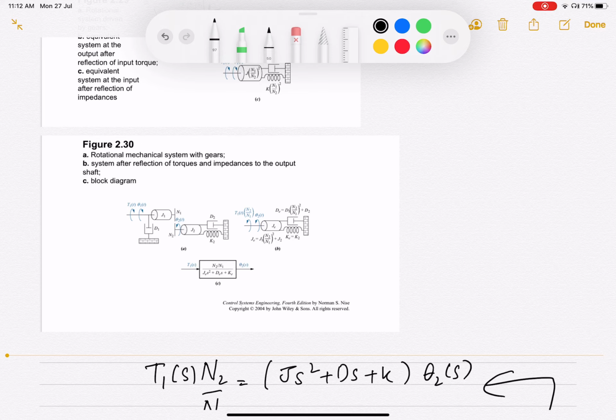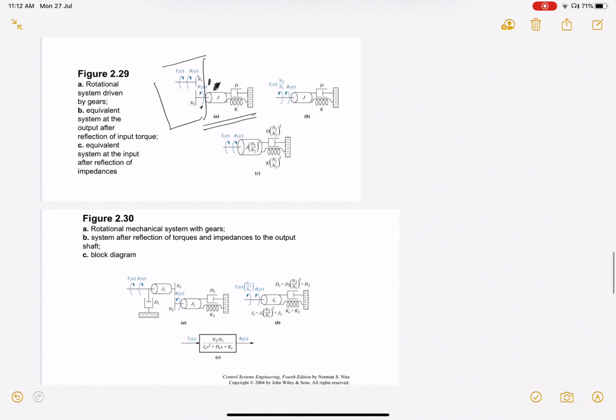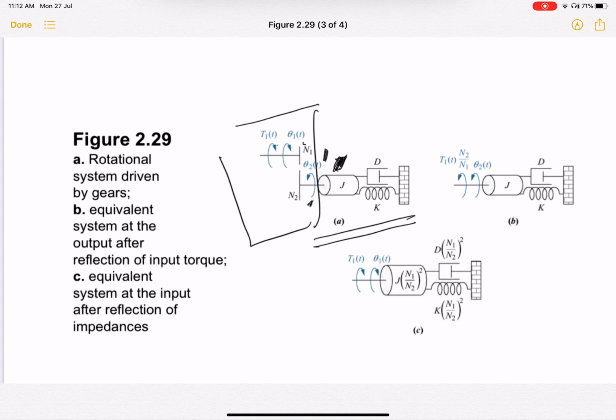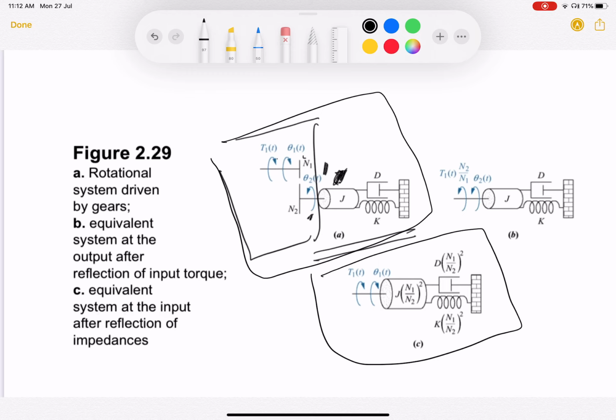So, what happened to the impedances? They actually got multiplied with n1 by n2 whole square, right? So this is what we got in return. So the actual system was this, and when you wrote down the equations for this, you got an equation which gave you a system which is equivalently this. So what you have done is that you have moved the impedances from this shaft to the shaft on which the torque is actually applied.